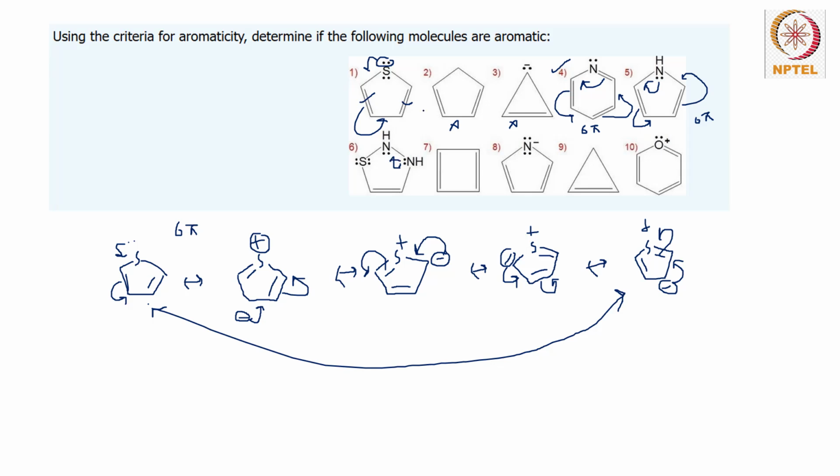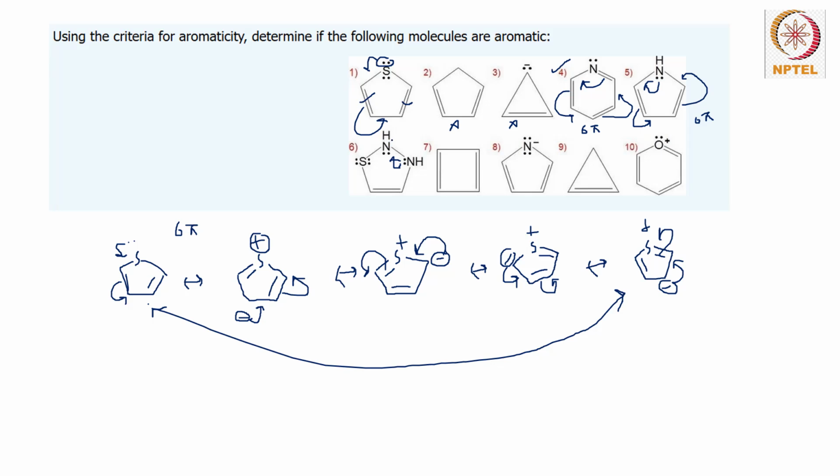Okay, understood? If there is a pi bond, then there is a chance of delocalization because the pi bond is moving here, so this carbon is getting electron deficient. That's why it's taking the lone pair of the sulfur. Understood? This pi bond is moving to this position. That's why this carbon is getting electron deficient, and that's why it's taking the lone pair of the nitrogen.